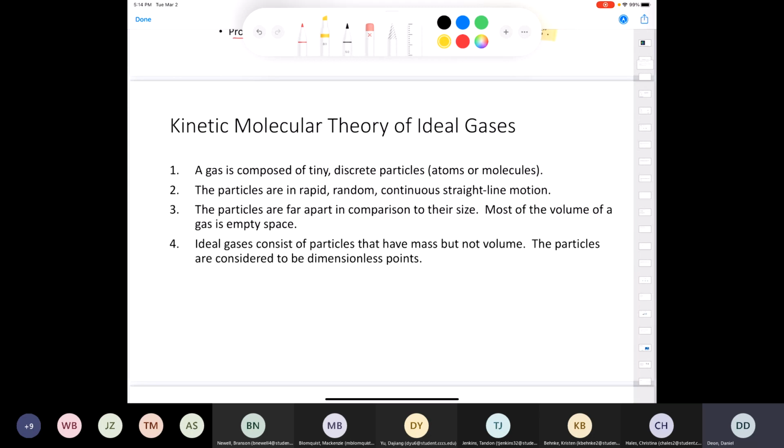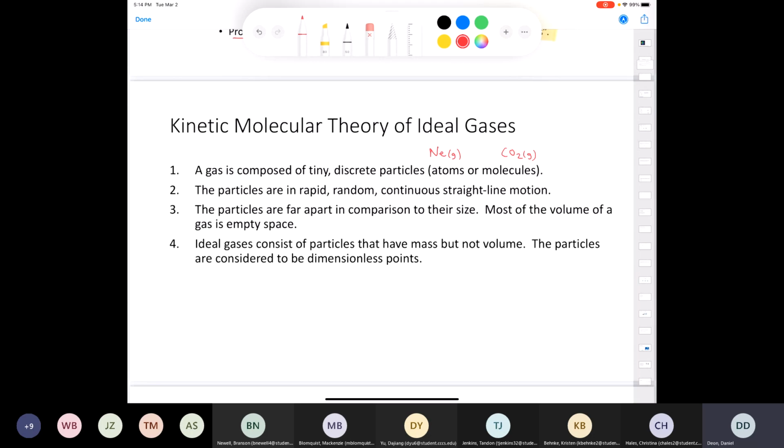A gas, whatever it is, carbon dioxide, carbon monoxide, hydrogen, helium, whatever. The gas is composed of little tiny discrete particles, whether they're atoms or molecules, right? An example of a gas that's an atom would be something like, let's say, neon, that's just an atom, or a molecule, something like CO2, right? Okay, so those are gases.